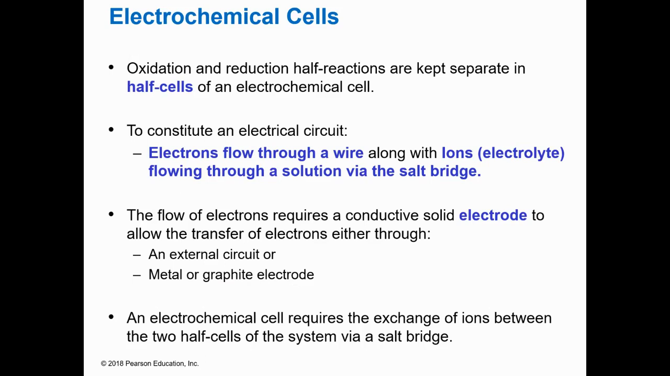And for a circuit to happen, the electrons have to flow through a wire, and the ions are going to flow through a solution in a salt bridge, and we'll go over all of this when we see the picture in a minute. And the electrodes are going to be solid. And for the lab y'all are doing, y'all got the pieces of metal in your lab kits, and then you've got the LED, and you've got the wire.